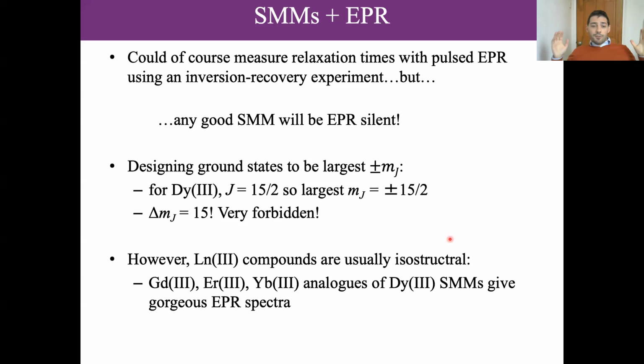But nicely enough, lithium compounds are often isostructural. So if you can make the corresponding gadolinium, erbium, or ytterbium analog, for instance, of a dysprosium single molecule magnet, you usually will get gorgeous EPR spectra, often rhombic, which gives you an ability to characterize geometry and crystal field states from a different perspective using EPR. And so there's a lot of complementary information you can get using EPR.